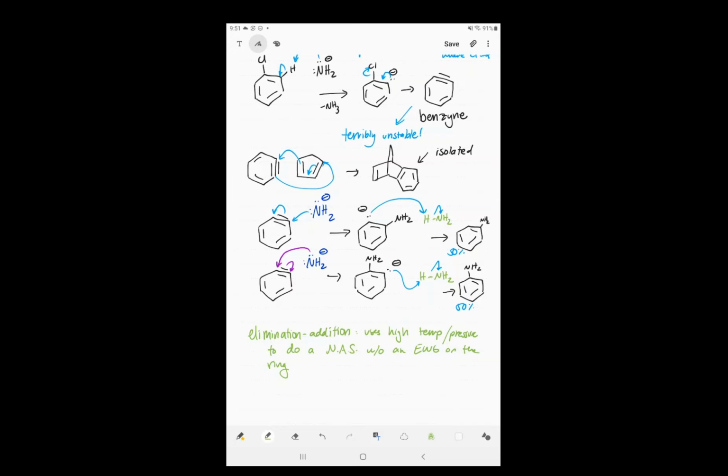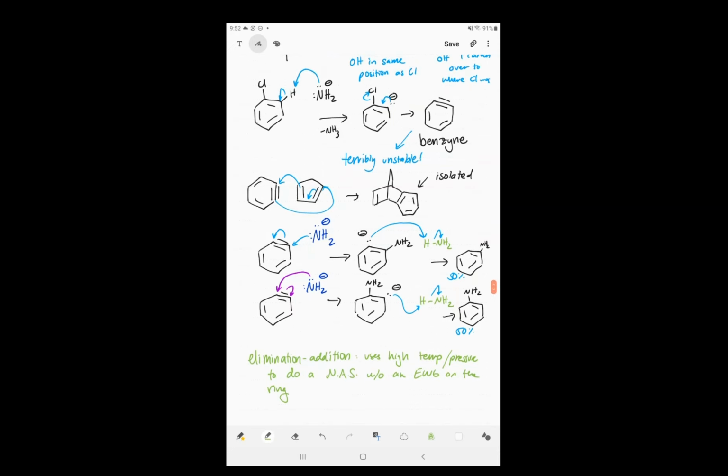But I do want you to know the mechanism. So first step, eliminate, make your benzyne. Second step, add to it, and then protonate. So deprotonate first step, protonate last step. It's your standard base catalyzed reaction, right? So there we have it. Any questions on that one?